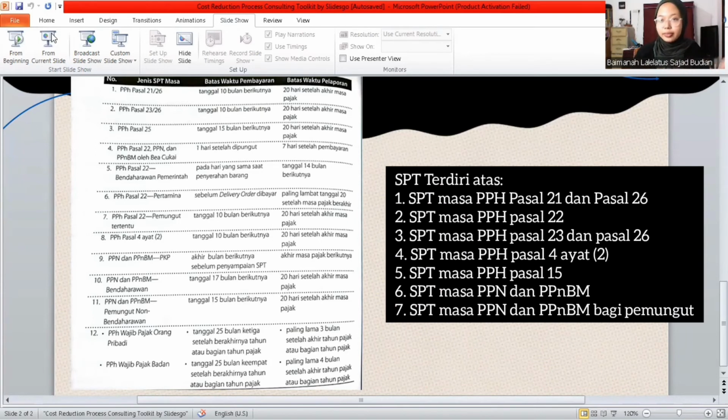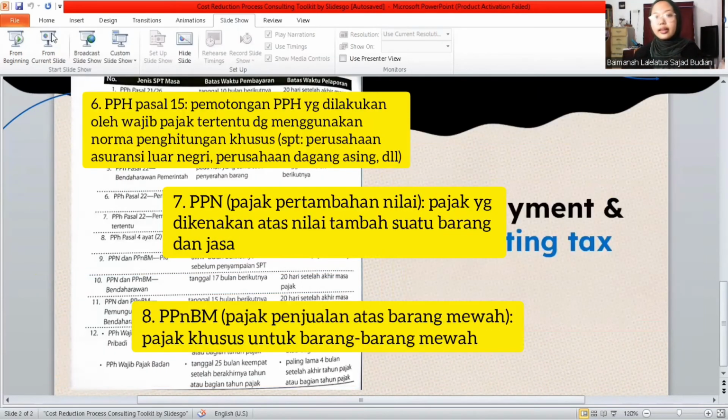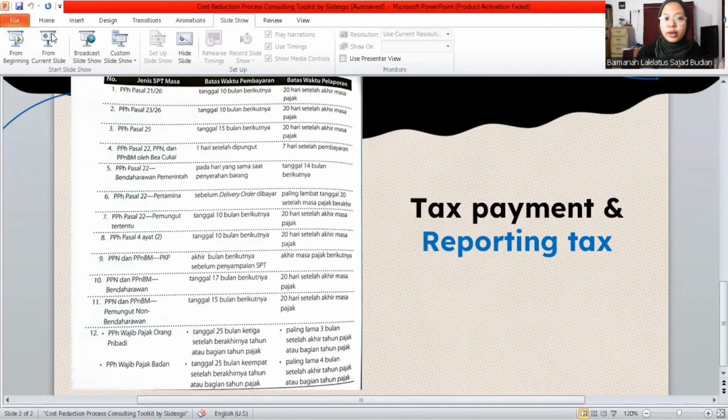And actually, I already put a table there that explains the tax payment and reporting tax with some details. For number one, there is PPh pasal 21/26. The tax payment is tanggal 10 bulan berikutnya, and for reporting tax it is 20 days after akhir masa pajak. For PPh pasal 23/26, tax payment is tanggal 20 in the next month, and reporting tax is 20 days after akhir masa pajak. And then there is PPh pasal 25. The tax payment is tanggal 25 in the next month, and reporting tax is 20 days after akhir masa pajak.